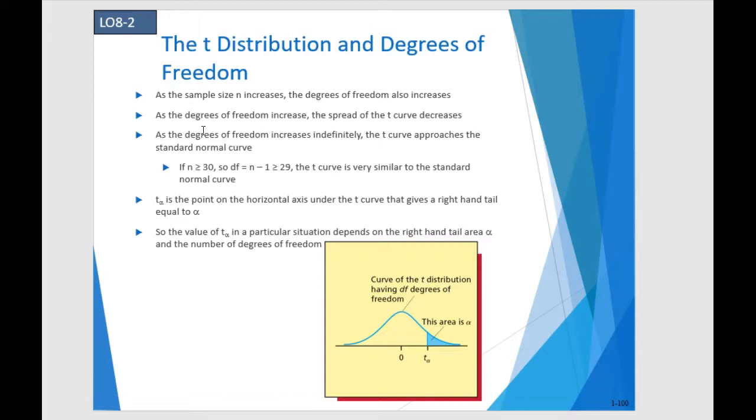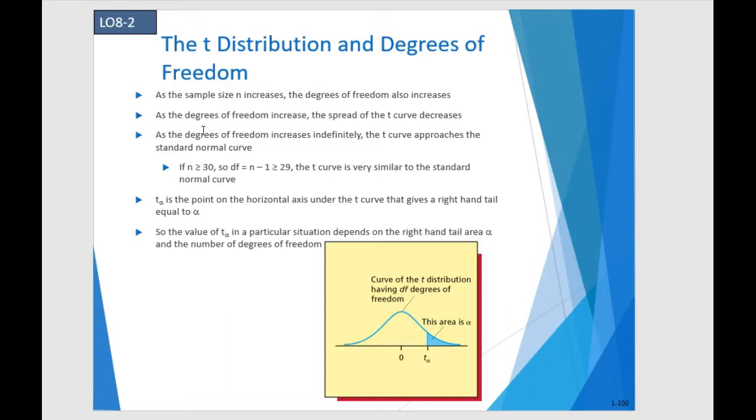t of alpha is the point on the horizontal axis under the t curve that gives a right-hand tail. So this is going to be a cardinal difference between the way that we look at these tables. Note this picture right here. It shows the curve of the t distribution having degrees of freedom, and that area under the curve, alpha, is the area to the right. So it's not the cumulative area. The cumulative area is how the normal distribution is done. The t-curve is giving you the alpha area.